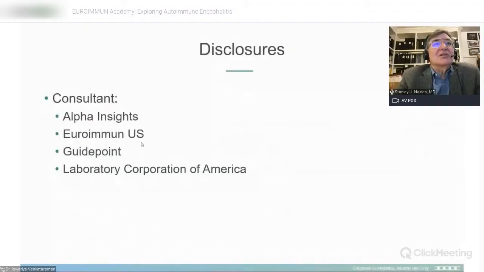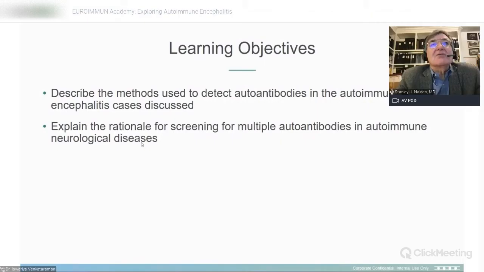Immune and to follow an excellent presentation by Dr. Piquet. My disclosures briefly, and next slide. So what I wanted to do in follow-up to Dr. Piquet's talk is describe the methods used to detect autoantibodies in the autoimmune encephalitis cases discussed and to explain the rationale for screening for multiple autoantibodies in autoimmune neurological diseases as Dr. Piquet and Dr. Venkataraman introduced.